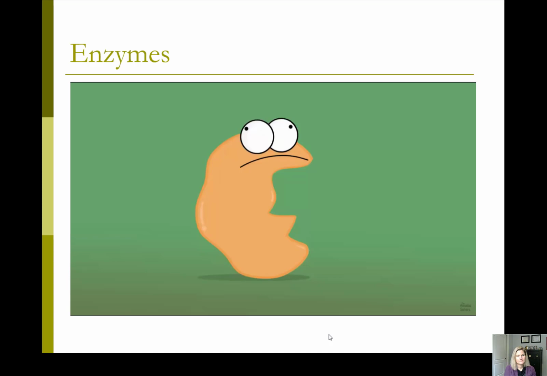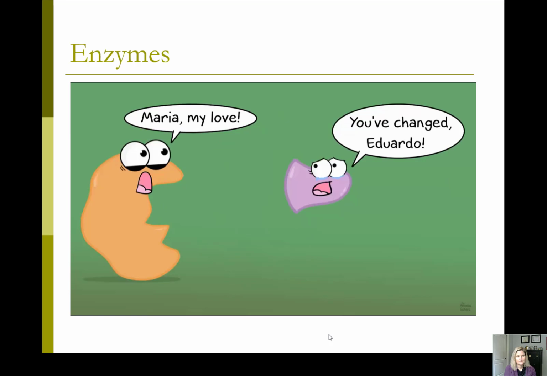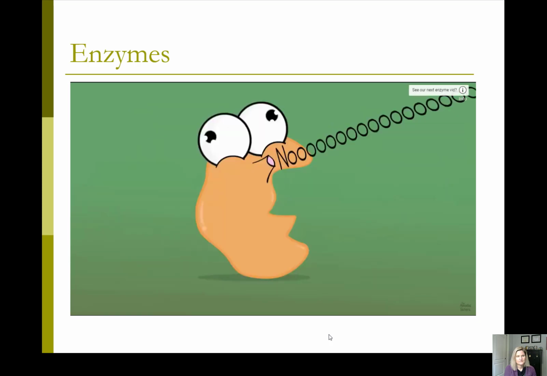The enzyme becomes denatured. That means its shape becomes distorted. It can no longer bind to its substrate. It can no longer work correctly. It is finished. Well, that's a dramatic end to enzymes.